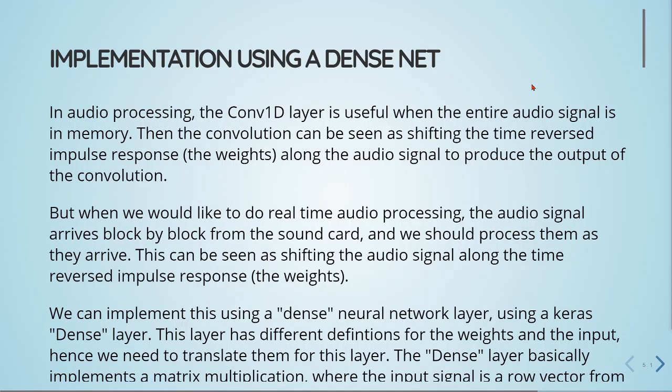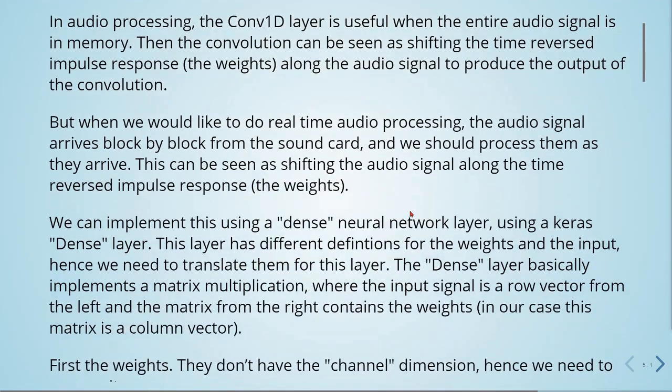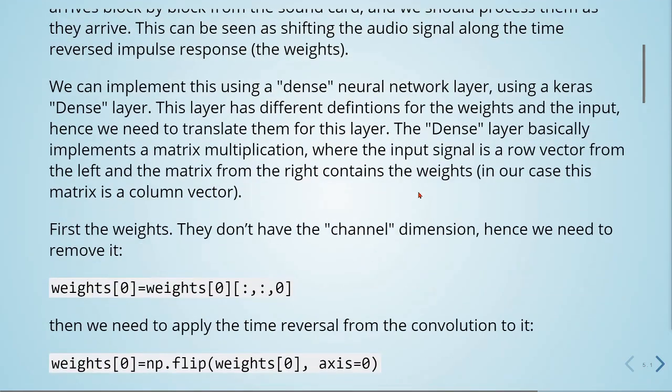We can implement this using a dense neural network layer, or fully connected layer, using a Keras dense layer. This layer has different definitions for the weights and the input, hence we need to translate them for this layer. The dense layer basically implements a matrix multiplication, where the input signal is a row vector from the left and the matrix from the right contains the weights. In our case, this matrix is a column vector.